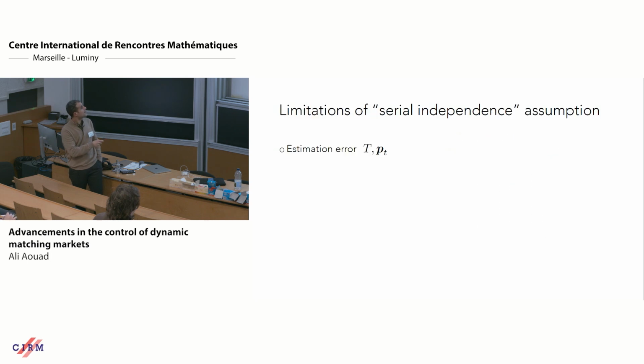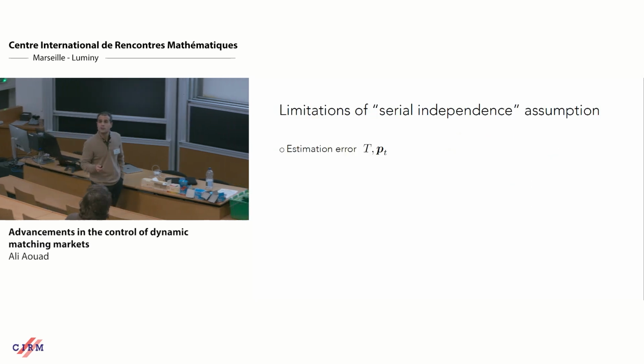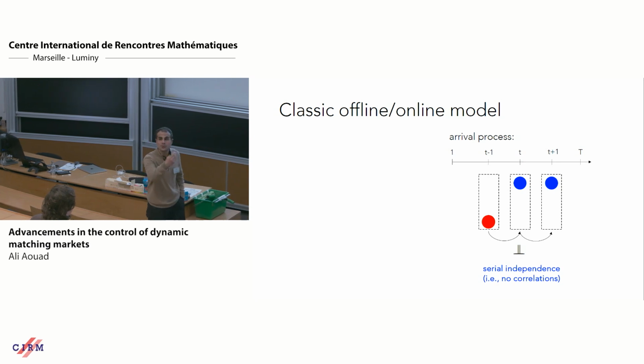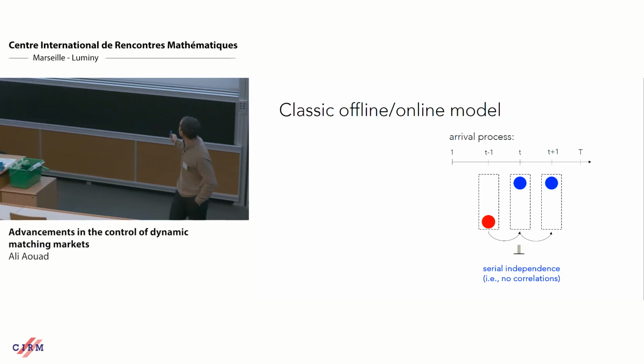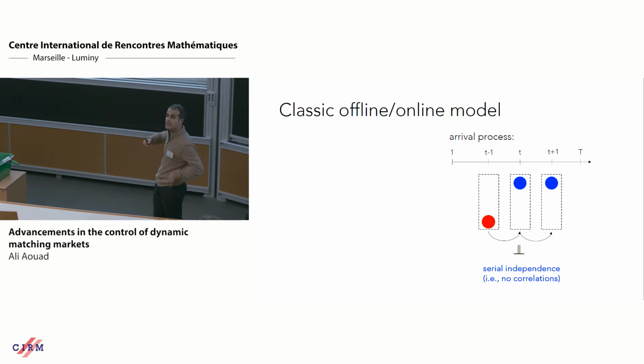Now, there are many reasons to question this assumption. One is that there could be estimation errors. For example, maybe I don't know exactly how many agents will come during the day, or whatever my planning horizon is. So maybe I don't know this T, how many there are.